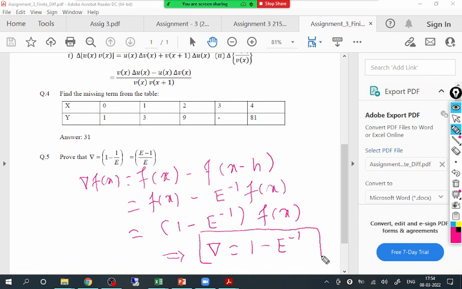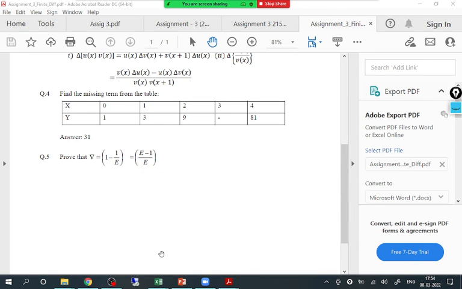That only we have to prove. Del is 1 minus e raised to minus 1. E raised to minus 1 can be written as 1 upon e. So this is 1 minus 1 by e. Got it? Any doubt, anyone, in any of the questions of tutorial 3?